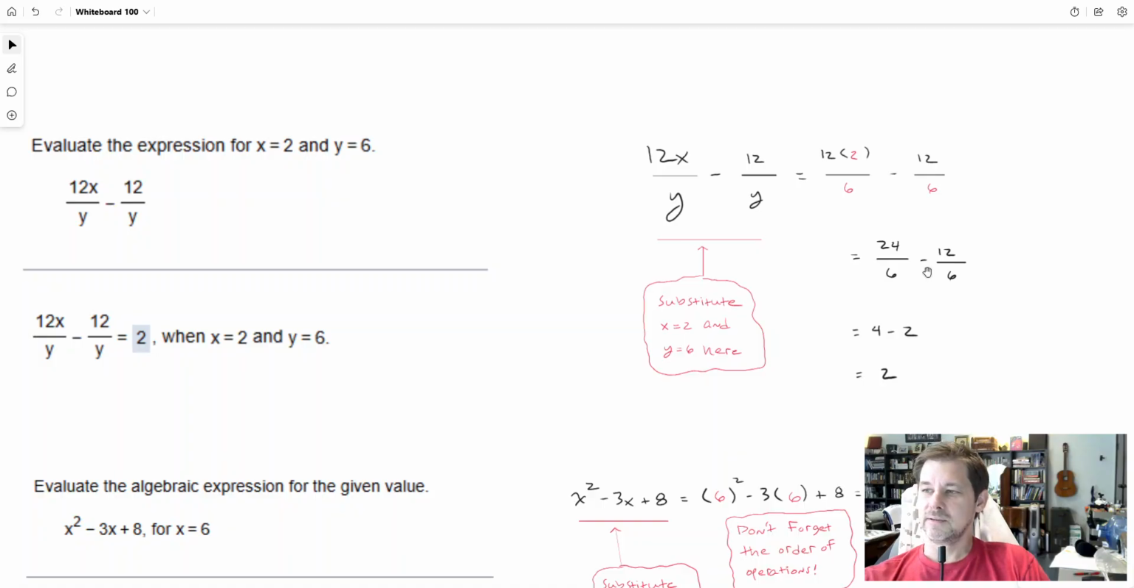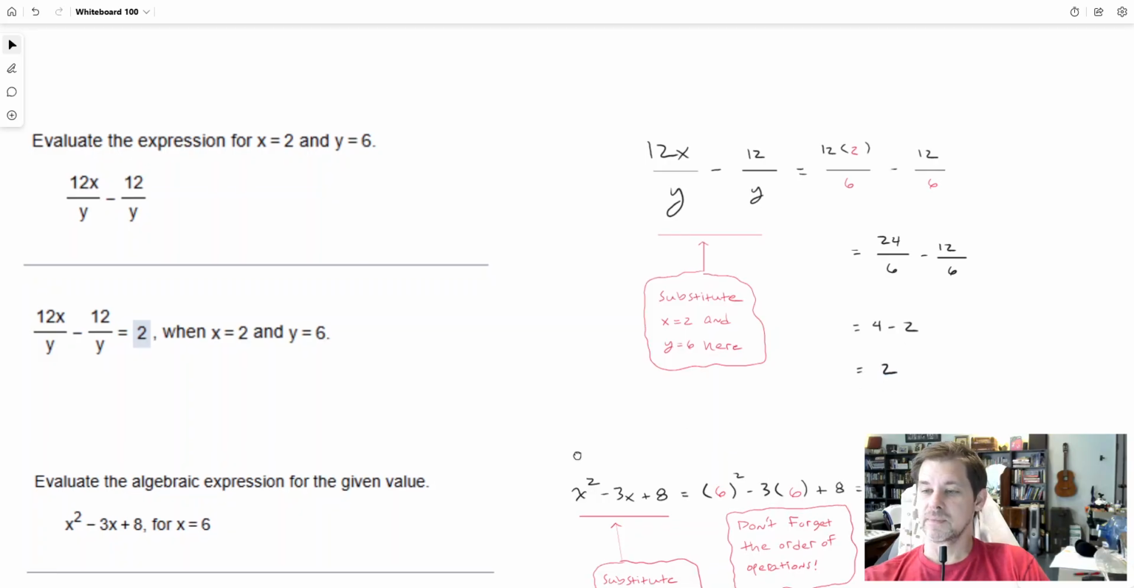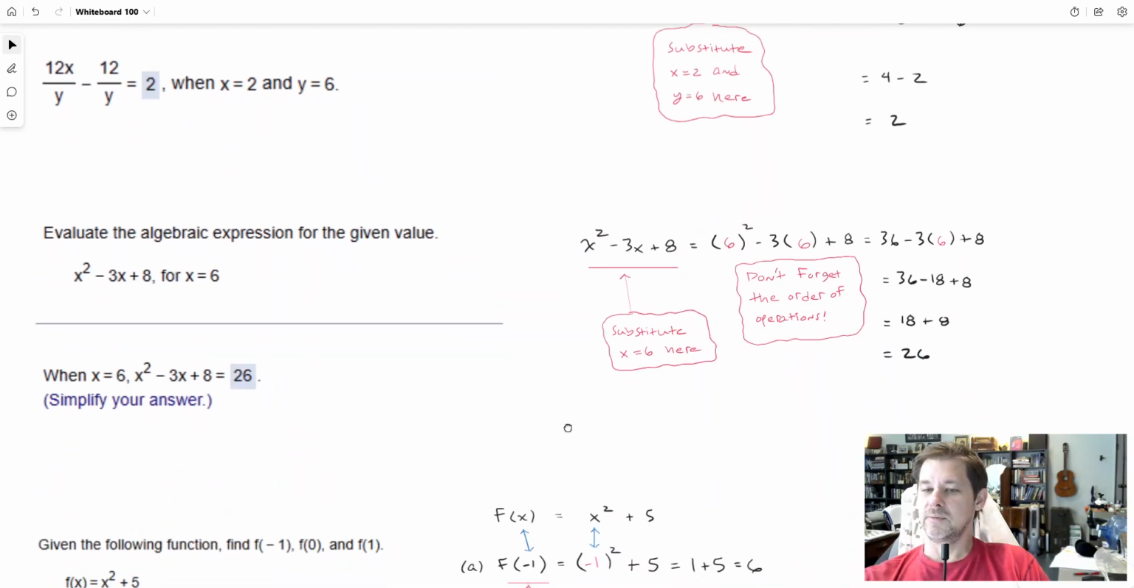Do you divide? How's that work? Well, according to the order of operations, we divide from left to right before we subtract. 24 divided by 6 is 4. Then 12 divided by 6 is 2. Then 4 subtract 2 is 2. And we're done.